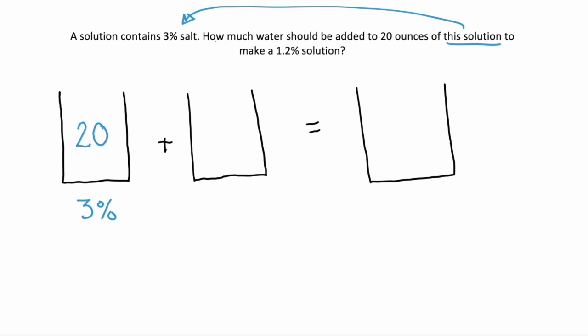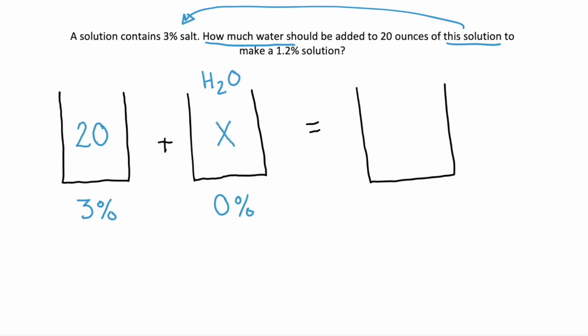And we're asked how much water should be added. So that means we're adding water. So the second bucket is going to be water. And how much salt is in water? 0% salt. So that's 0% salt. And we're trying to find out how much water to add. So this will be our variable, which will make x.